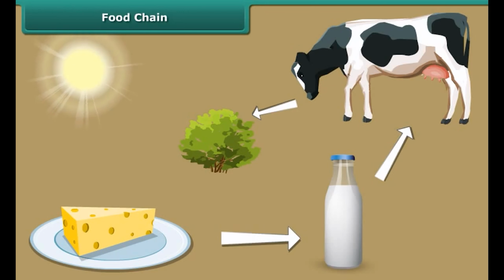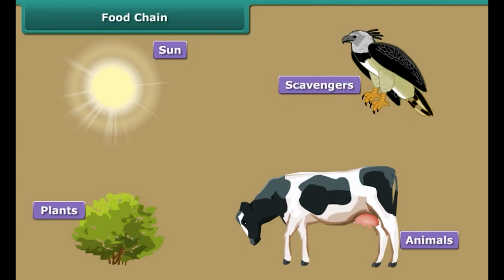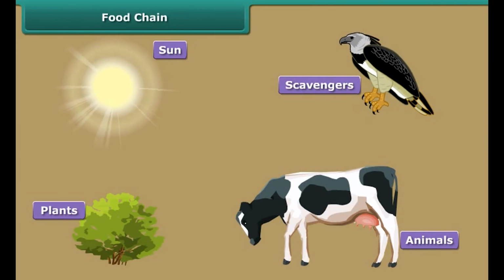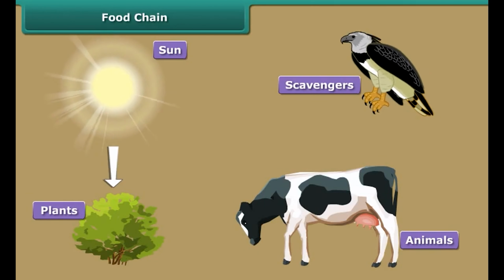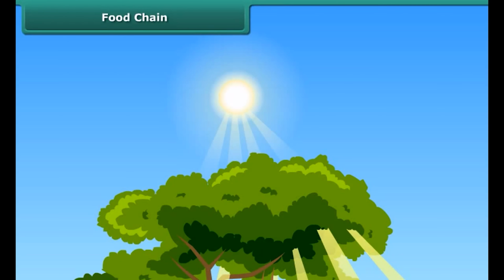The cow eats plants. Plants produce their food with the help of sunlight. Ria just traced the food chain. The food chain is an arrangement in which energy passes from one organism to another. The main constituents of the food chain are the sun, the plants, the animals, and the scavengers. The sun is the principal source of energy.